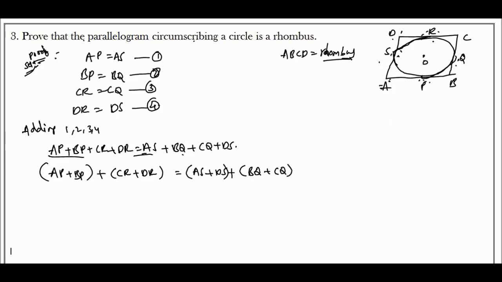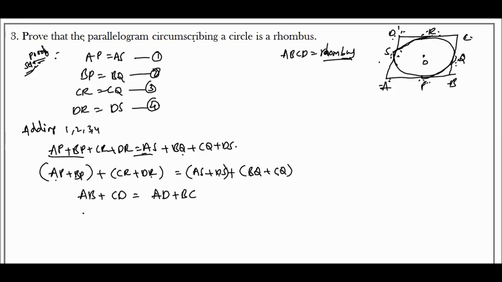So these totals: AP plus BP is equal to AB. Plus CR plus DR is equal to CD, or DC. AS plus DS is equal to AD, or DA. BQ plus CQ is equal to BC. Okay, so AB plus CD is equal to AD plus BC.